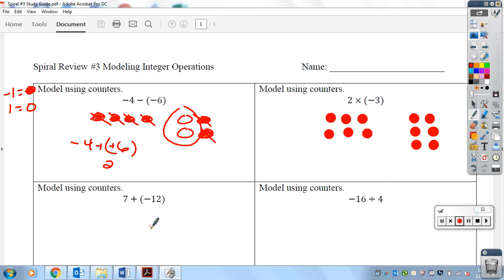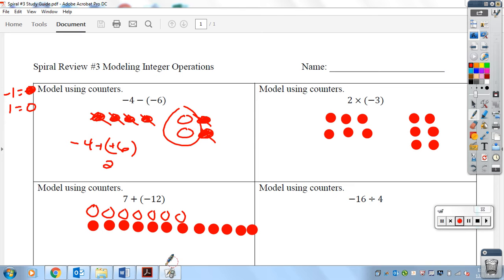Moving down over here to the left, it says model using counters. Start with 7 positives. 1, 2, 3, 4, 5, 6, 7 positives. And I'm going to add 12 negatives. So how do I add 12 negatives? It's a pretty simple process. I don't put a plus sign, I just put 1, 2, 3, 4, 5, 6, 7, 8, 9, 10, 11, 12 negatives to it. If you wanted to cancel these out, you could. You'd end up with 5 negatives left over, which is why they fight, the negatives win by 5.